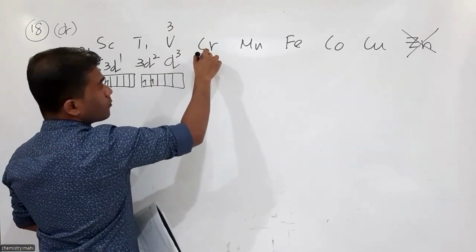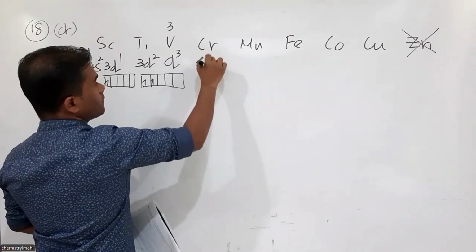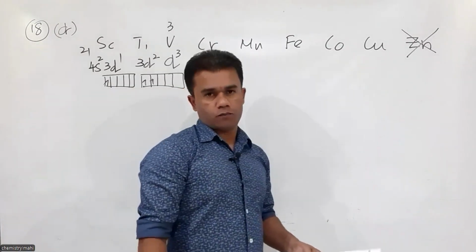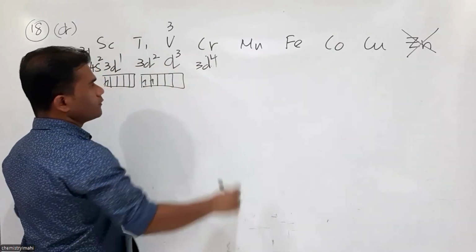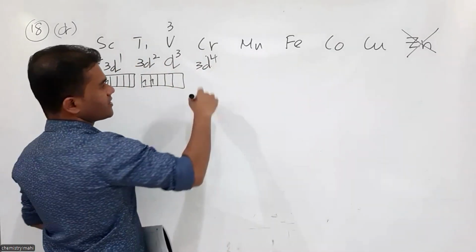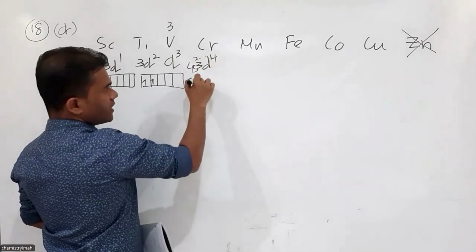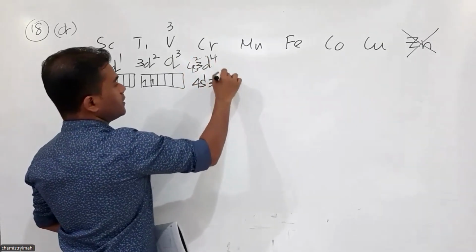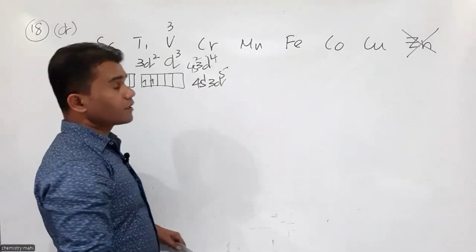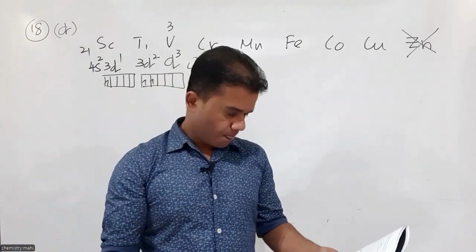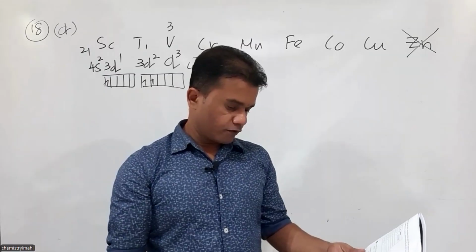What about chromium? It's 3d4, but will you get 3d4 finally? No. I told you 3d4 is close to partial stabilization. Therefore, in the case of 4s2 3d4, this rearranges to 4s1 3d5. It takes one electron from 4s. I explained everything, the energy variation and everything. First row transition metal with the most unpaired electrons.